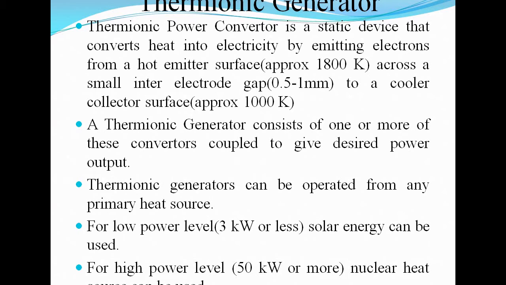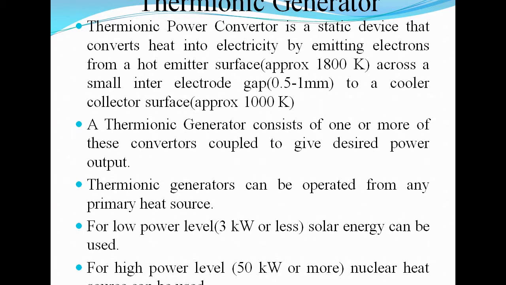Now let us see the thermionic generator. A thermionic power converter is a static device that converts heat into electricity by emitting electrons from a hot emitter surface, which is approximately 1800 Kelvin, across a small inter-electrode gap, which is around 0.5 to 1 mm, to a cooler collector surface, which is approximately at 1000 Kelvin temperature. So basically it consists of two electrodes.